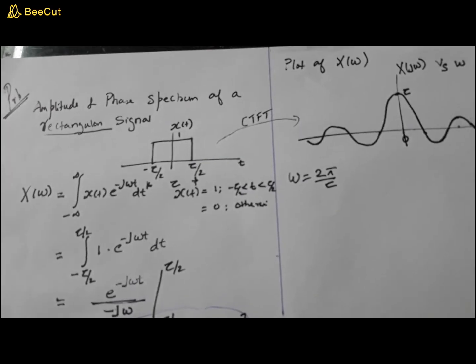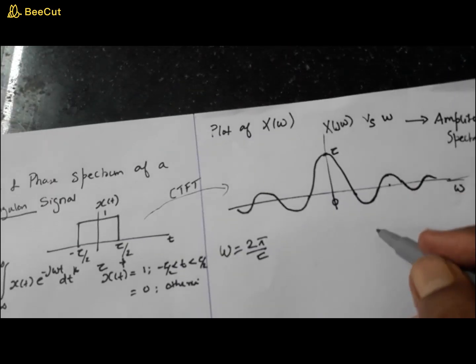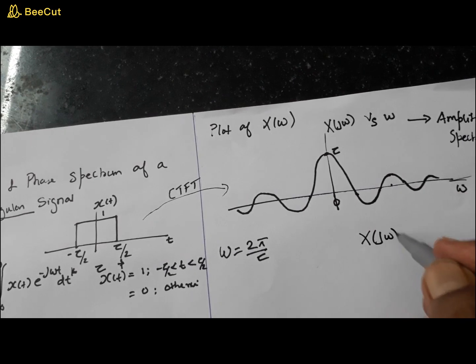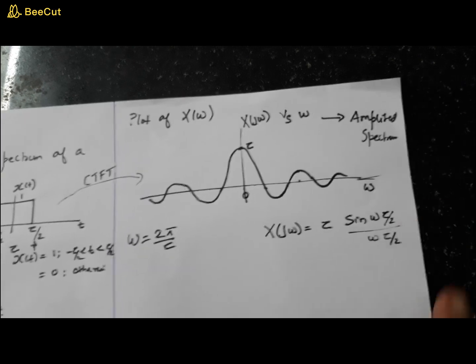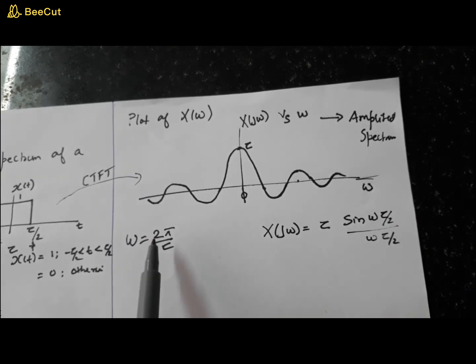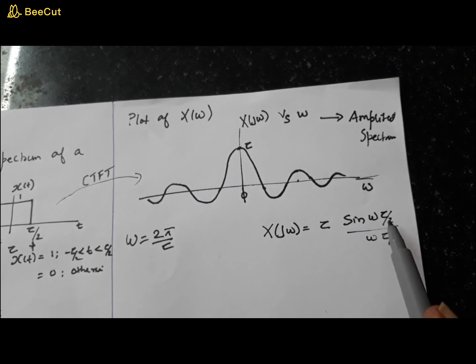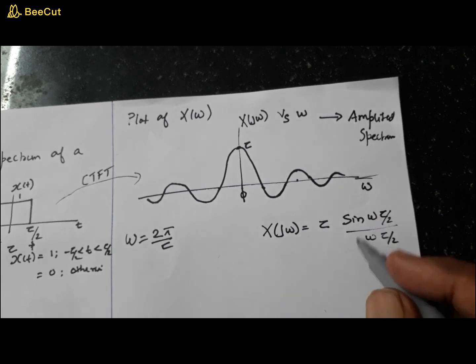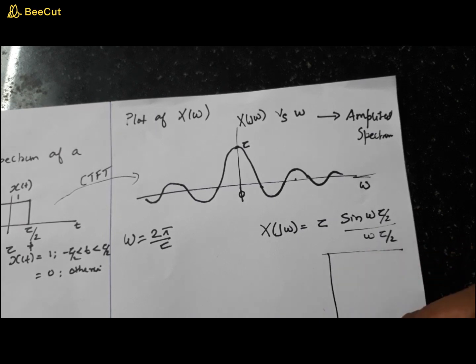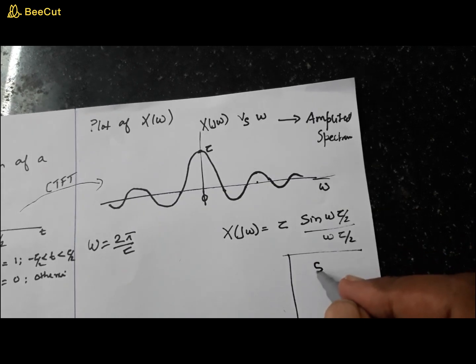Just writing again for you, X of j omega is tau into sine of omega tau by 2, divided by omega tau by 2. This is what is called a sinc function. I'm elaborating it once again. Now when you substitute omega to be 2 pi by tau, what happens?